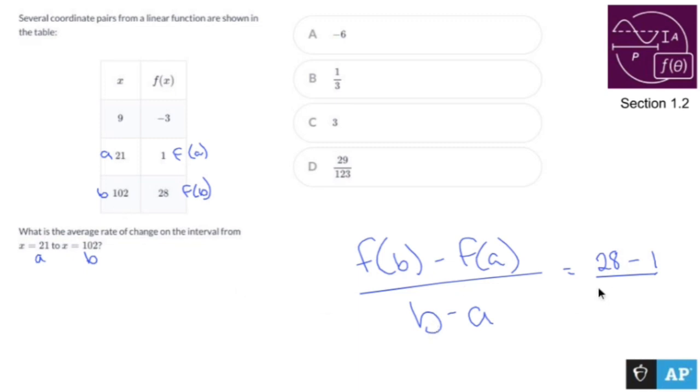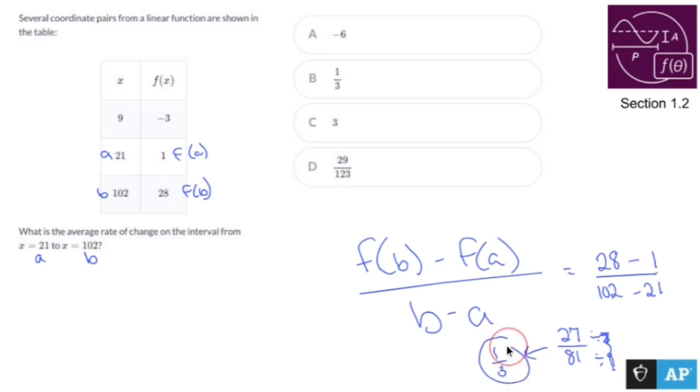B is 102 minus A is 21. 28 minus 1 is 27. 102 minus 21 is 81. Those are both divisible by 3, so let's divide. Those are both divisible by 9. So let's divide the top and the bottom by 9. Those are both divisible by 27. Oh my gosh, so that actually just becomes 1/3.